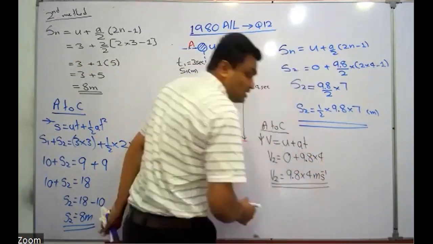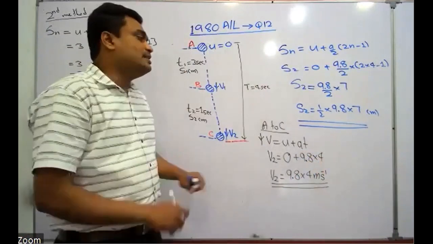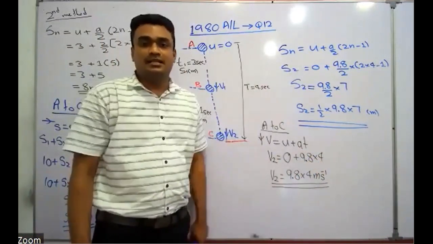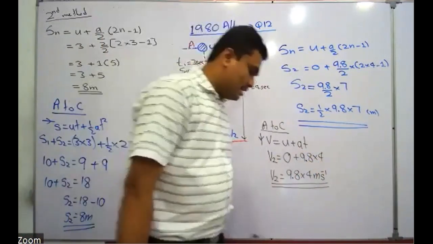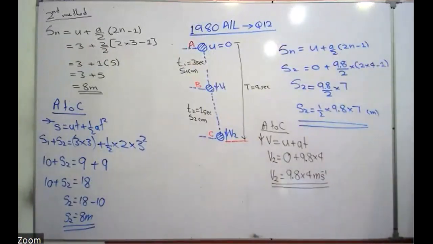So now we know the velocity after 4 seconds and we know the displacement during the 4th second. That's it. That's the answer for the 1980 AL MCQ paper question number 12. Write them down.